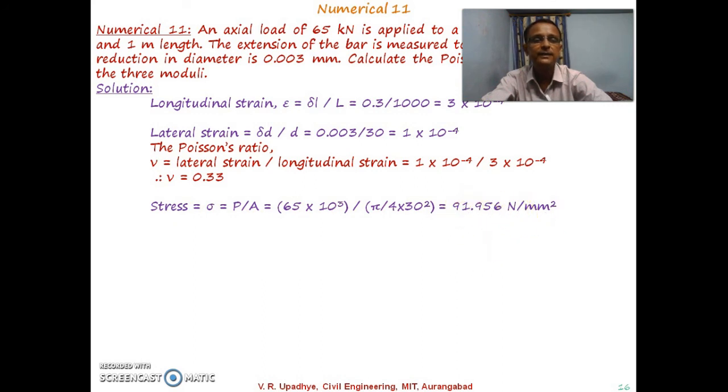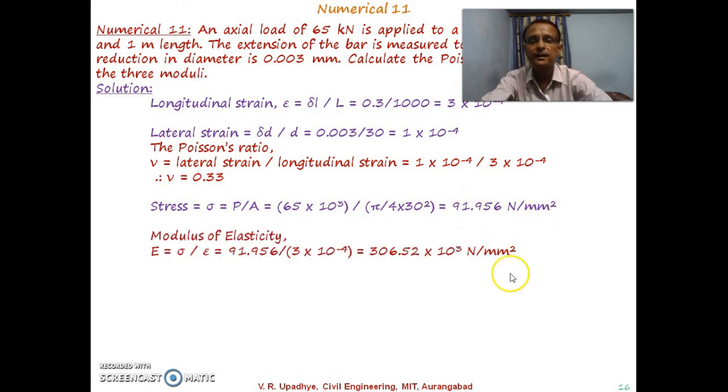Now the modulus of elasticity, or Young's modulus, is the ratio of longitudinal stress to longitudinal strain. This 91.956 is sigma, and epsilon, the longitudinal strain, is 3 into 10 to the power minus 4. If we calculate this, we get the modulus of elasticity as 306.52 into 10 to the power 3 Newton per millimeter square.